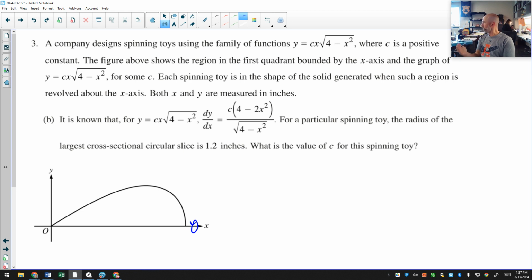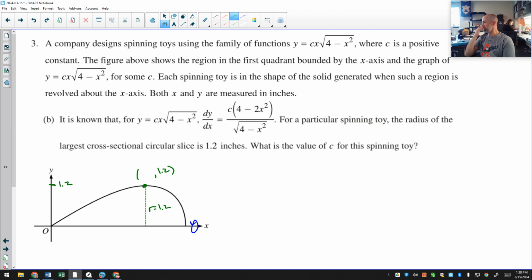Where would I cut that if I want to get the largest possible radius? Oh, wherever the highest point is. Whenever I'm furthest away from the x-axis, that looks to be about right there, doesn't it? So there's where I'm going to cut to get my largest radius. And they tell you that at that instant, the radius is 1.2. Well, if that's the radius, that also means that this y coordinate is 1.2, right? Because if that distance is 1.2, if you go up from the x-axis 1.2 units, that's your y coordinate. We good?